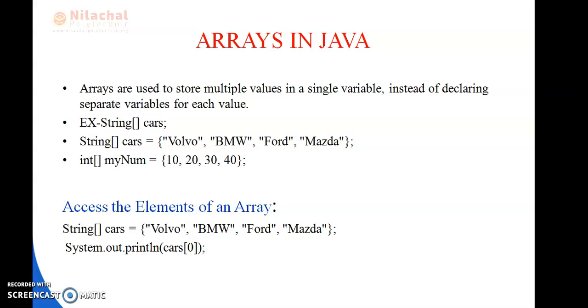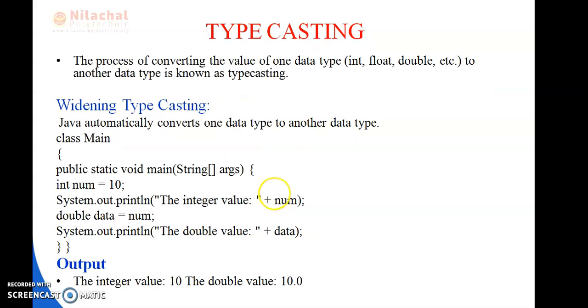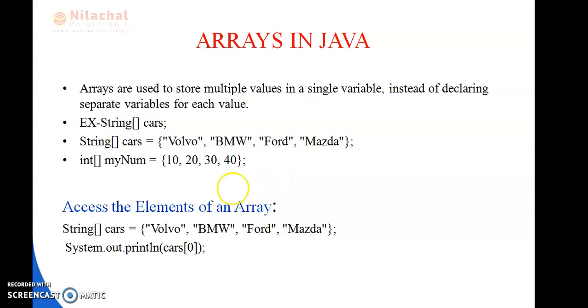What are the types of arrays? There are two types of arrays: single dimensional array and multi-dimensional array. What is a single dimensional array? Where only one array is declared, like array name equals new data type size. Here we can declare only a single array, but we can also declare a two dimensional array. If you want to make any type of matrix, we can use a two dimensional array.